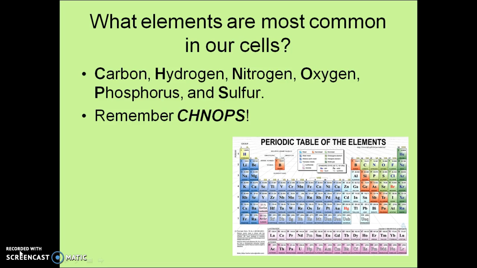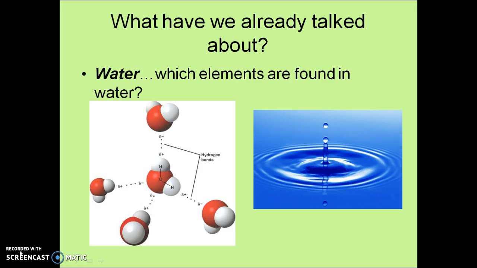So within our cells, we have 6 elements that are found in very high concentrations: carbon, hydrogen, nitrogen, oxygen, phosphorus, and sulfur. And you can remember those 6 elements with the acronym CHNOPS. You take the first letter from each element. We already know that water is extremely abundant in our cells, and water contains 2 of the elements in CHNOPS, hydrogen and oxygen.